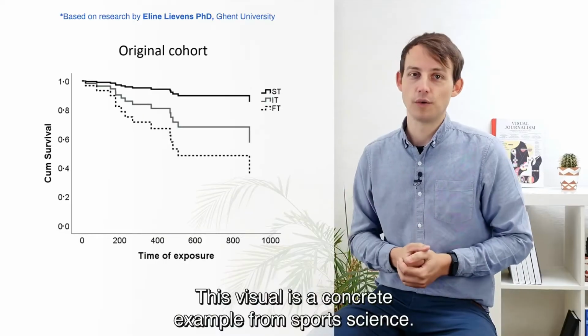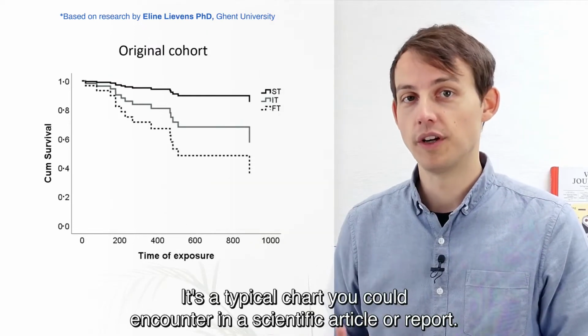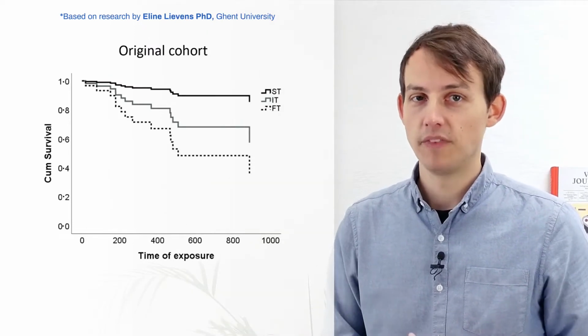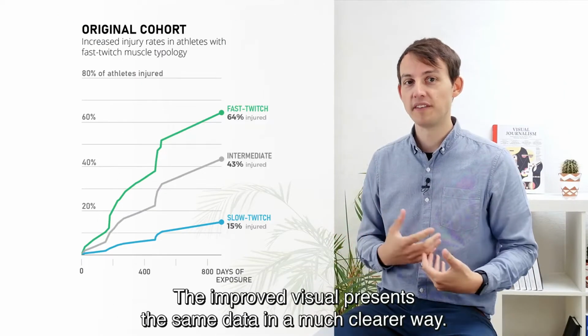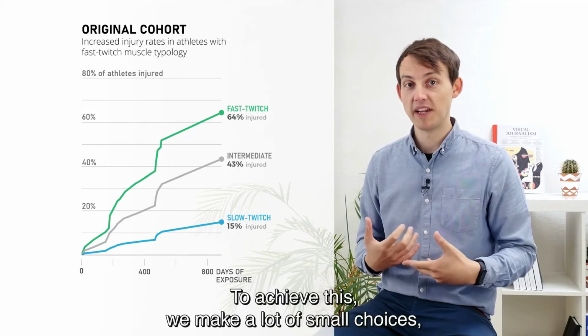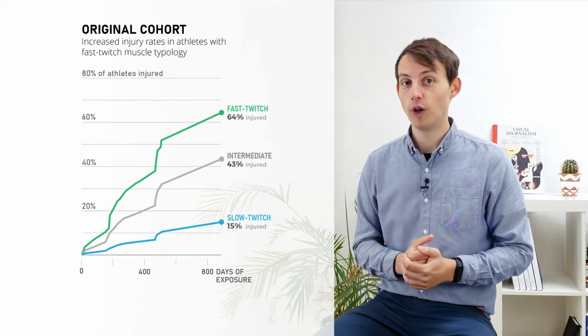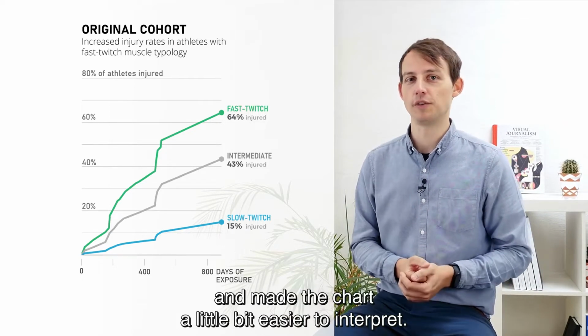This visual is a concrete example from sports science. It's a typical chart you could encounter in a scientific article or report. It does, however, contain quite a lot of noise. The improved visual presents the same data in a much clearer way. To achieve this, we made a lot of small choices, all meant to remove the mental noise and make the chart a little bit easier to interpret.